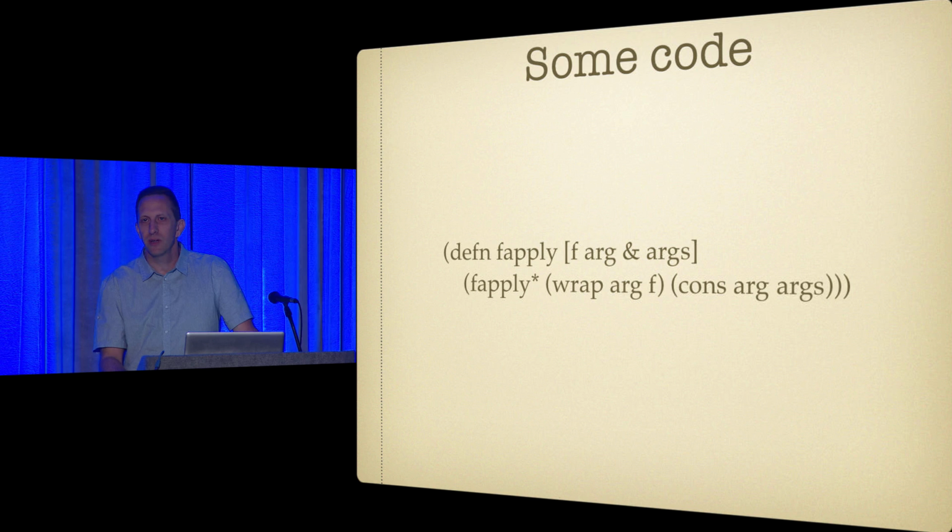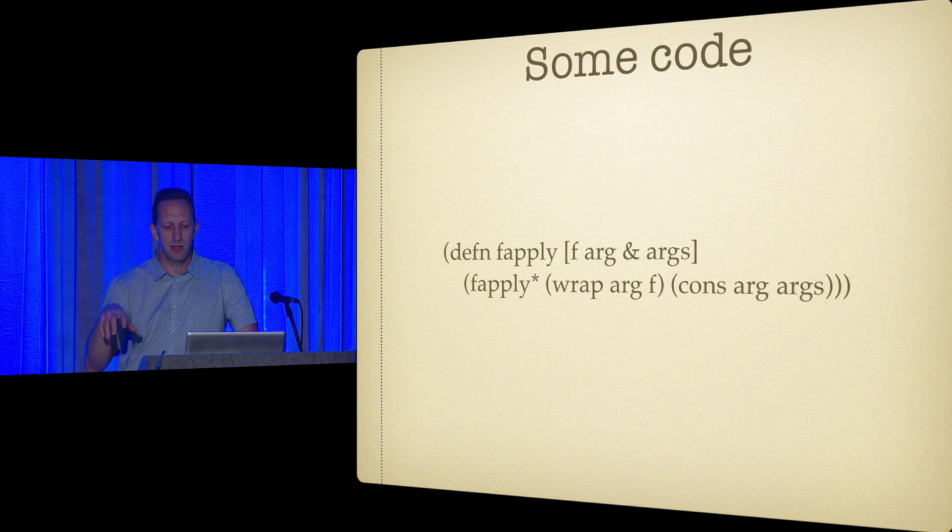So this is how I defined the fapply function. And because of the way Clojure's type dispatch works, I use a helper function, fapply star. So fapply just takes f and then arg and the rest of the arguments, and wraps the f with the same kind of wrapper that the arg has, and then just calls fapply star with the wrapped f, and then the arguments all appended together in one list. So that's all fapply does. It's just a wrapper around fapply star.